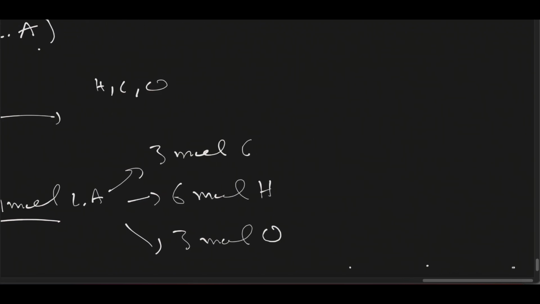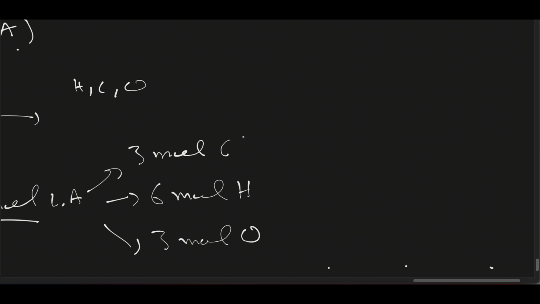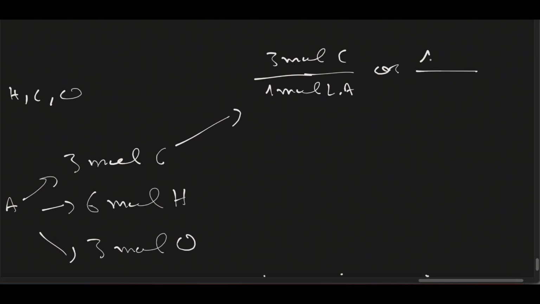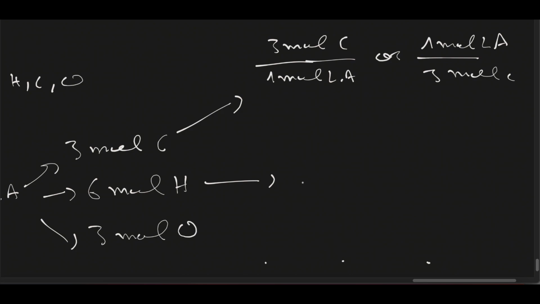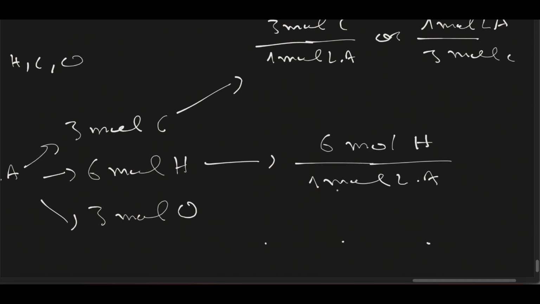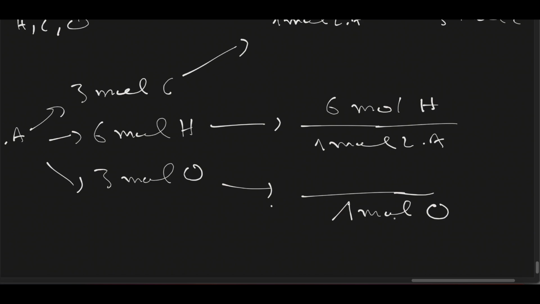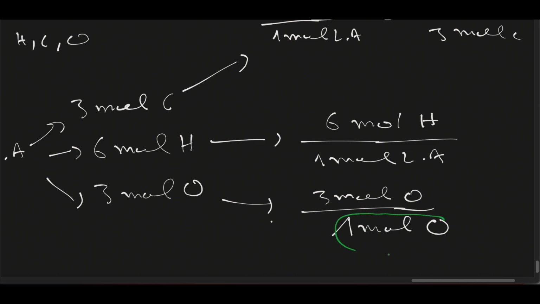So we can write this as a fraction. For example, for 1 mole of lactic acid, we have 3 moles of carbon. Or we can write it like this also: 1 mole of lactic acid, 3 moles of carbon. The same thing here: for 1 mole of lactic acid, we have 6 moles of hydrogen, and for 1 mole of lactic acid, 3 moles of oxygen. It is the definition of the percent composition. So here, for 1 mole, we have the number of moles of each element.